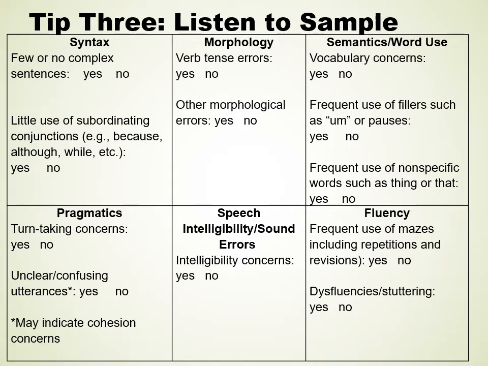One thing we're not going to cover in this module is disfluencies or stuttering, and those differ from mazes because there might be some prolongations or frequent repetitions of single sounds or syllables accompanied by some facial tension. So we won't be talking about that, but certainly you can use a language sample to note any concerns you might have about a possible stuttering disorder.